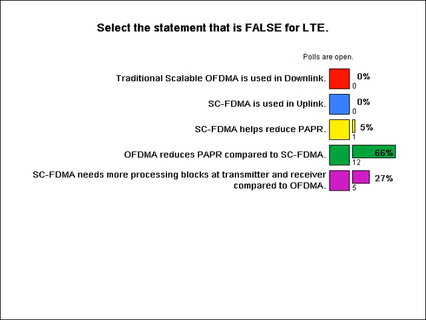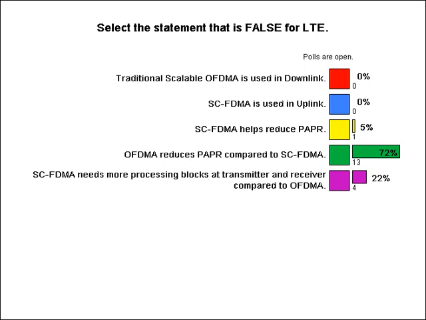Looks like we are reaching our saturation threshold. 66% gave the correct answer. Maybe you misinterpreted the question. We are looking for a statement that is not correct, that is false. So the first statement is of course right. We are using OFDMA in the downlink, so that's good. SC-FDMA in the uplink, good. The main reason we are using SC-FDMA is to reduce peak to average power ratio. So that is also a correct statement.